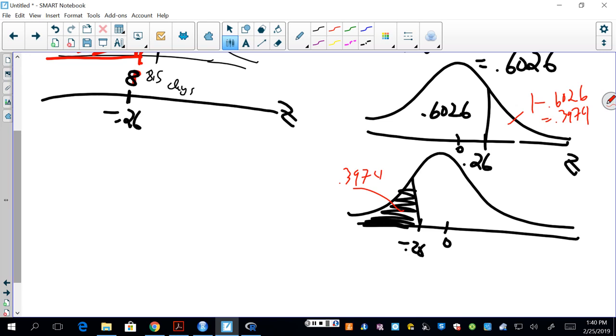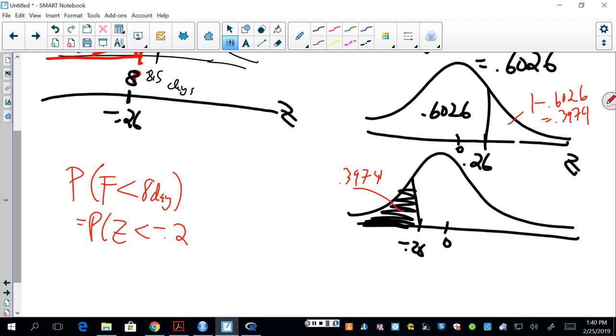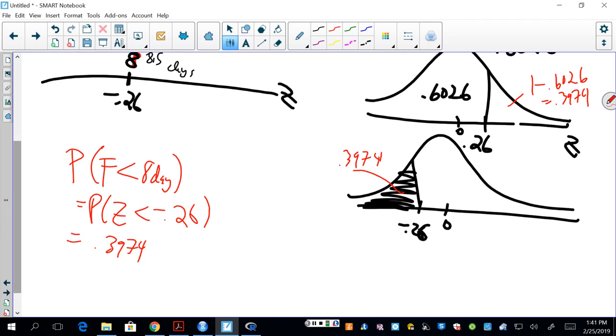So our answer is the probability that the female survives less than 8 days. So our z-score less than negative 0.26 is 0.3974. So about 40% of them will not survive past 8 days.